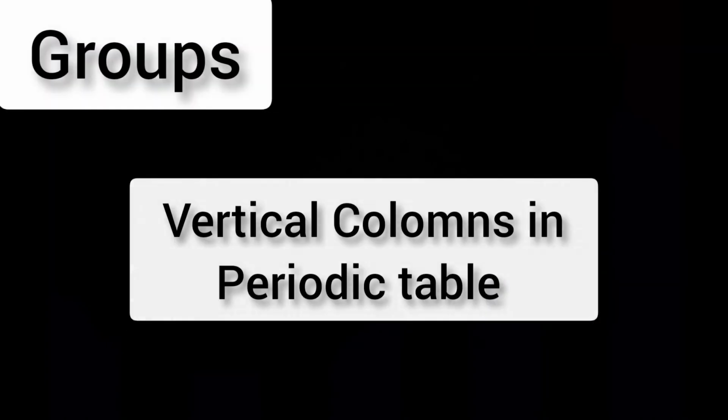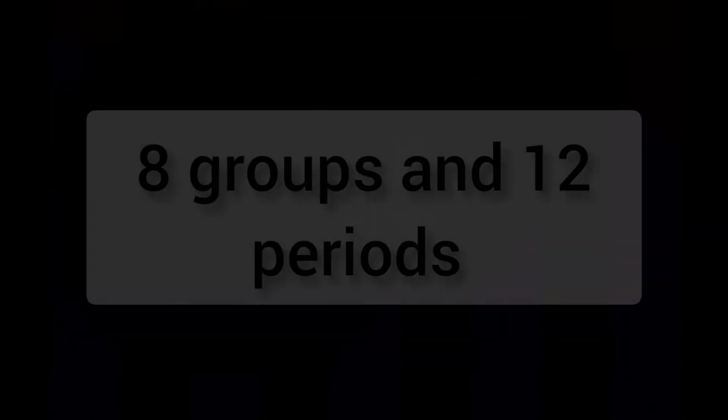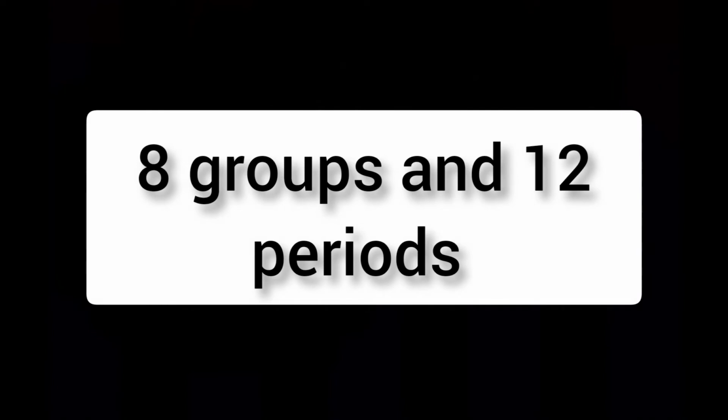Periods. Horizontal rows in the periodic table are called periods. Groups. Vertical columns in the periodic table are called groups. Mendeleev's periodic law. Properties of elements are a periodic function of their atomic masses. There are 8 groups and 12 periods in Mendeleev's periodic table.